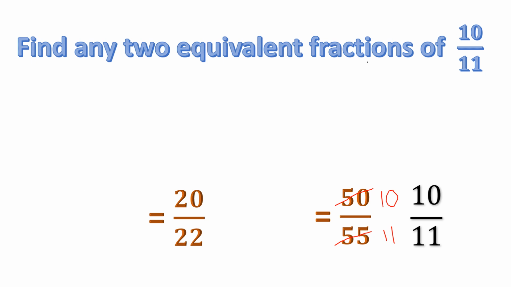Similarly, if we cancel 20 over 22, this can be cancelled with 2 because 2 is a common factor for both 20 and 22. 2 times 10 is 20. 2 times 11 is 22. So if we reduce the fraction to its simplest form, we get 10 over 11. That is our fraction in the question. So these are all verified equivalent fractions of 10 over 11.